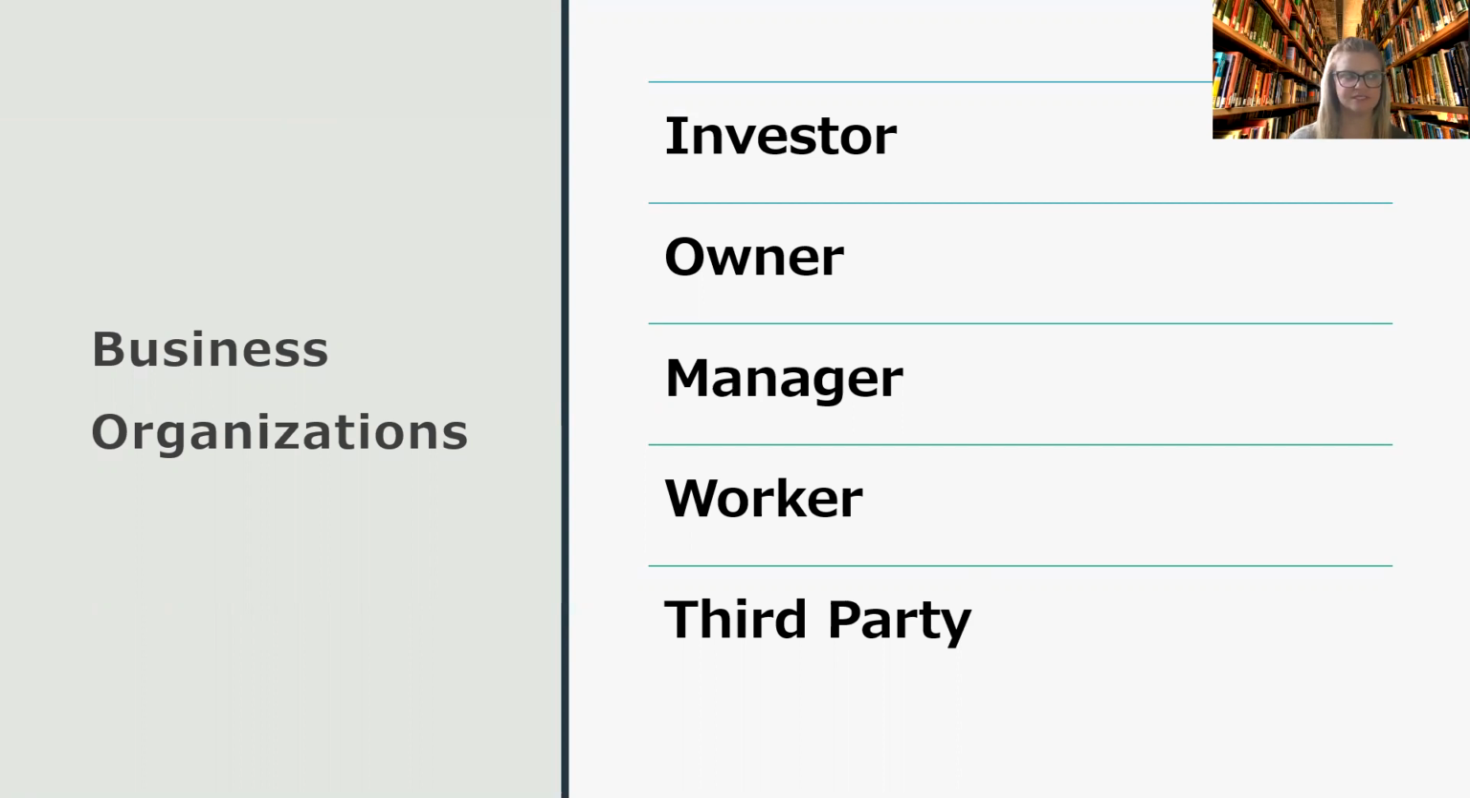The owner of the business is the party or parties, different people, who knows, who owns the actual business. The manager is the person who operates the business. The workers, these are the people who carry out all of the daily tasks that are necessary for the business to operate. And the third party, these are all parties who are not directly related to the operation of the business. They could be people that the business has contracts with, things like that.